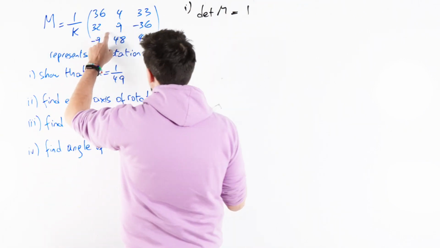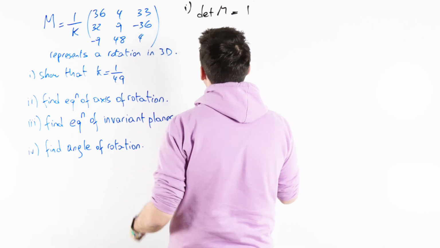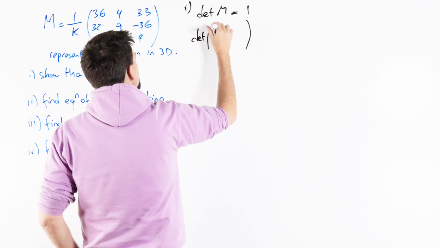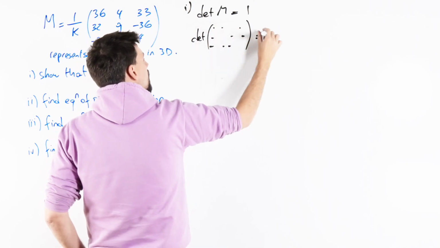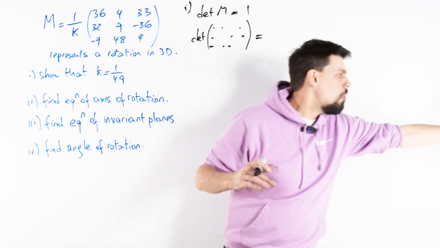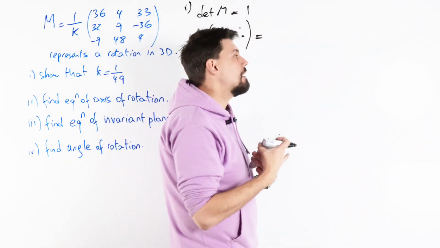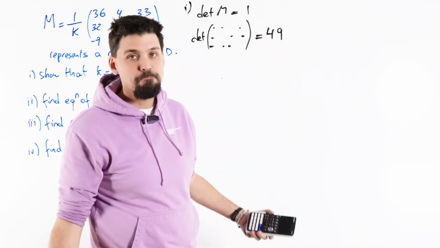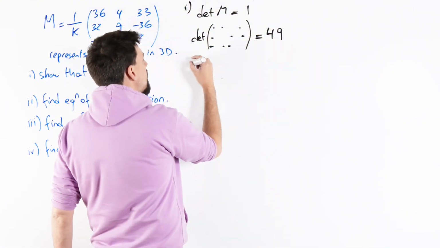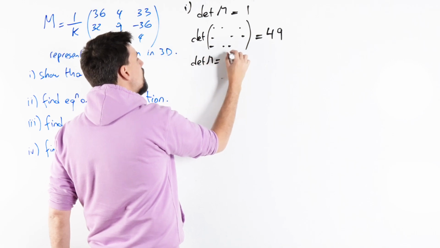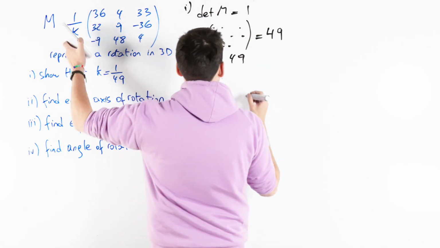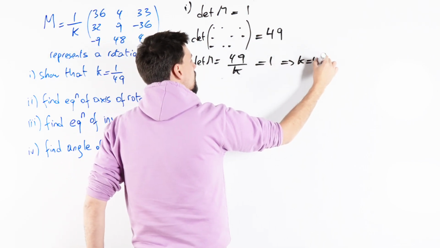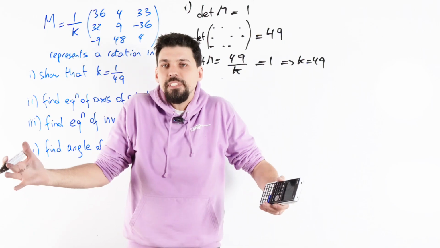Now we can find the determinant of this 3x3 matrix. You can sit down and work it out by hand, or we can go to our good friend the calculator, and that will tell us that the determinant of that thing is in fact 49. So that tells me that the determinant of M is 49 over k, which has to equal 1. Therefore, k is 49. Simples.